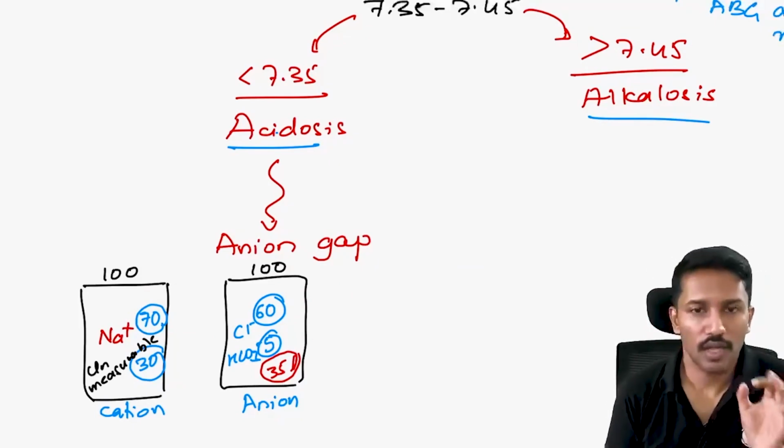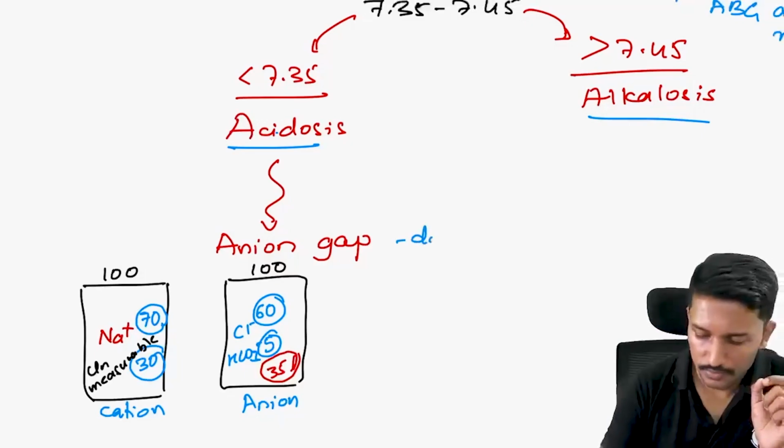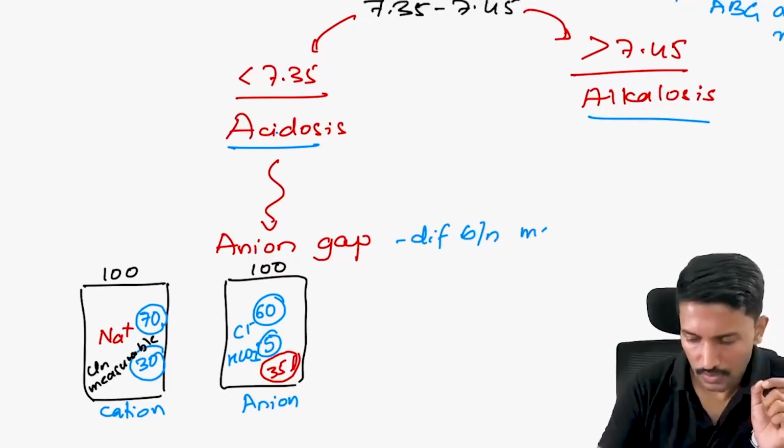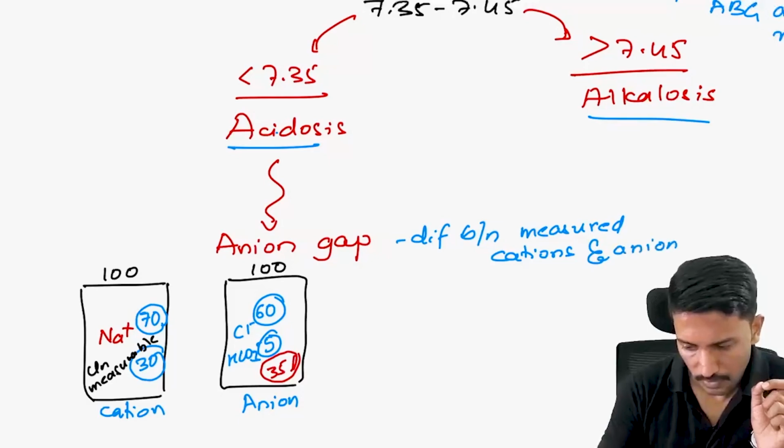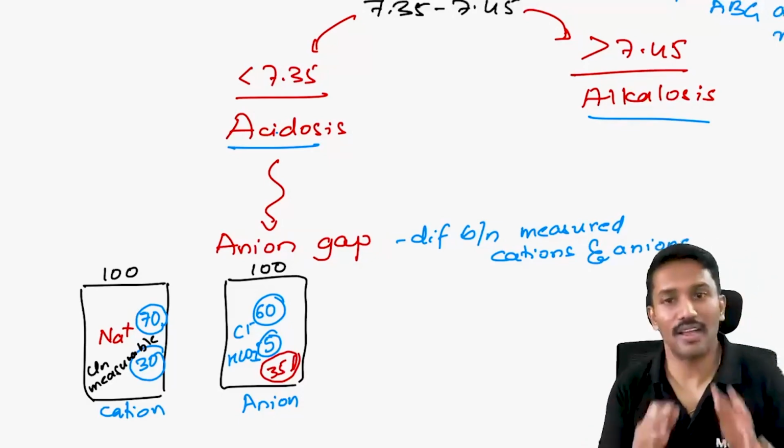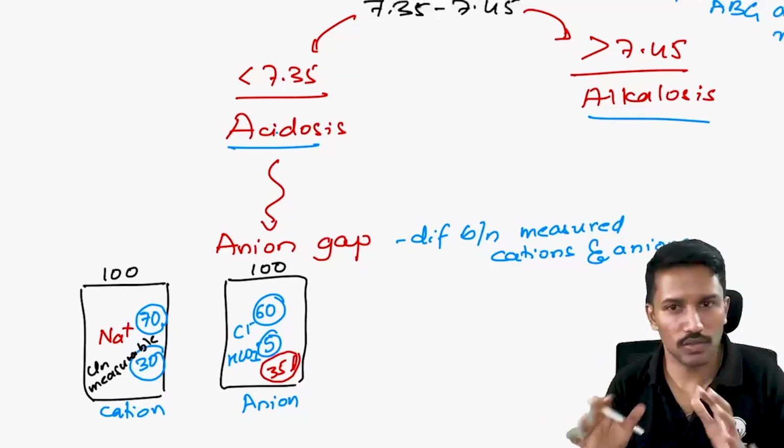Okay. Anion gap is basically the difference between measured cations and anions. That does not mean that our body has a difference between the amount of anions and cations.